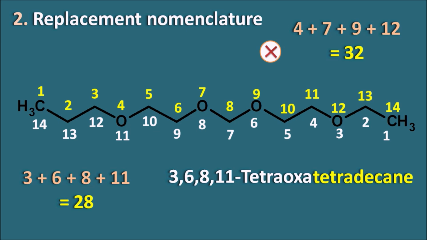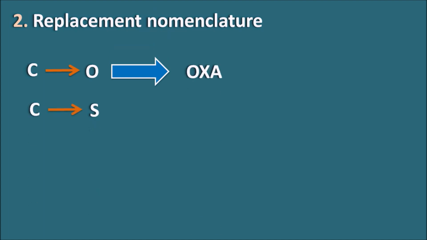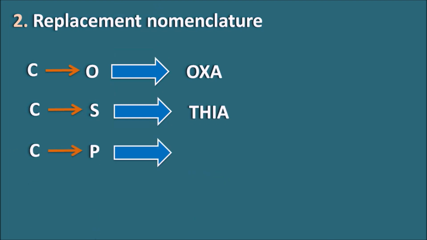Whenever the naming of the compound by using the substitutive nomenclature is more complex, then we can use the replacement nomenclature. So in this nomenclature, if carbon is replaced by oxygen, we have to indicate it by oxa. Similarly, if carbon is replaced by sulfur, we have to indicate it by thia. And if carbon is replaced by phosphorus, then phospha. In this way, we have to use these prefixes.